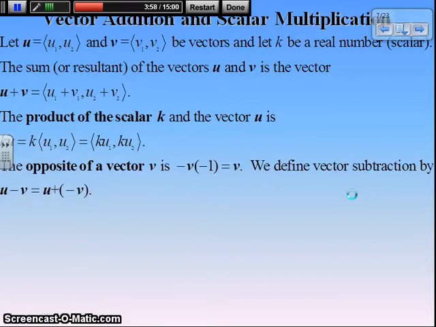Vector addition and scalar multiplication. Again, simple stuff from pre-cal. If you want to add vectors together, simply take the first and the first, add them together. Second and the second, add those together. Hopefully you remember that. Scalar multiplication, if you have a number on the outside, say you want to double the magnitude of a vector or triple it or cut it by half, you just take that number that's on the outside and multiply it through. The opposite of a vector is just change the sign of all the components. Make all the numbers negative or positive or just whatever the opposite of what they were.